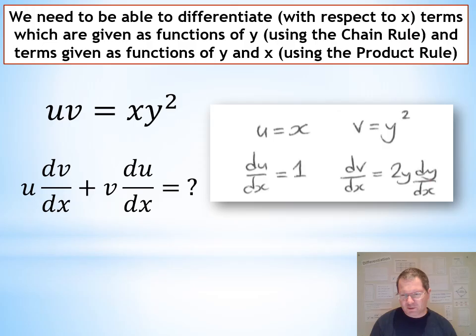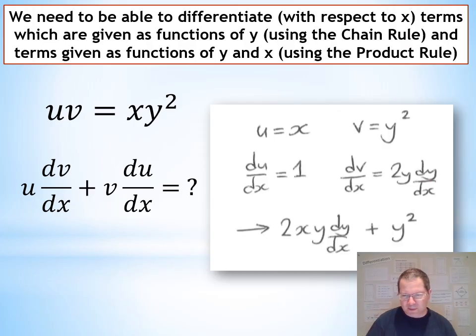So du by dx equals 1, as it always has been. But dv by dx, we are differentiating v equals y squared, but with respect to x. So we need to use the method we've just been doing for the last few minutes. So dv by dx is 2y dy by dx. And then we finish off with the product rule. So uv dash is 2xy dy by dx. vu dash is y squared. Add them together. So the differential of xy squared with respect to x is 2xy dy by dx plus y squared. Notice we're not putting equal to dy by dx, we're not doing that.